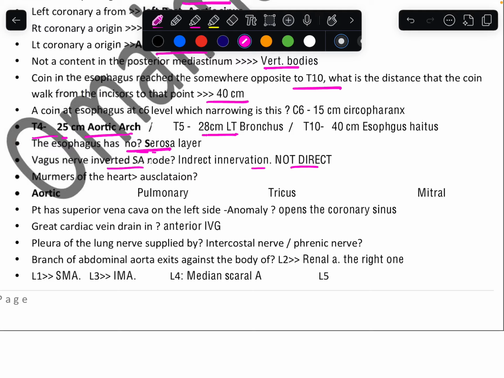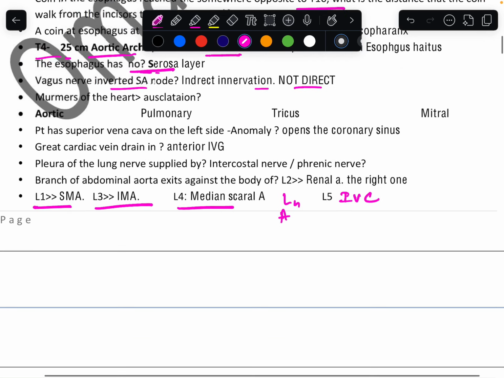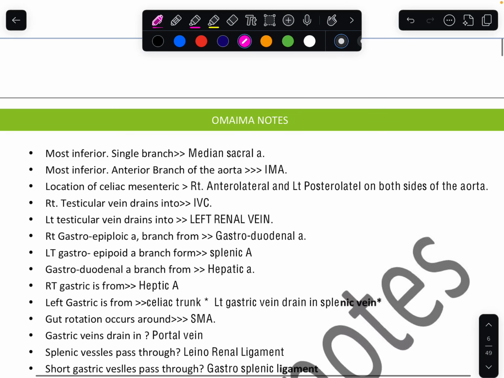Pleura of the lung, nerve supplied by intercostal and phrenic nerves. Branches of abdominal aorta exit against the body of L2. Renal, right superior vena, SMA is L1, IMA is L3, middle sacral here. Alpha is the division of IVC. L4 is vena cava. This is aorta division into common iliacs. Most inferior single branch, middle sacral. Most inferior anterior branch of aorta, inferior mesenteric artery.